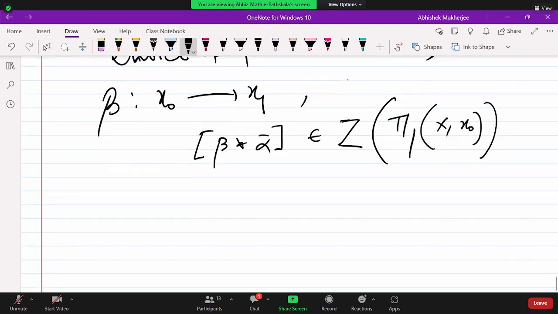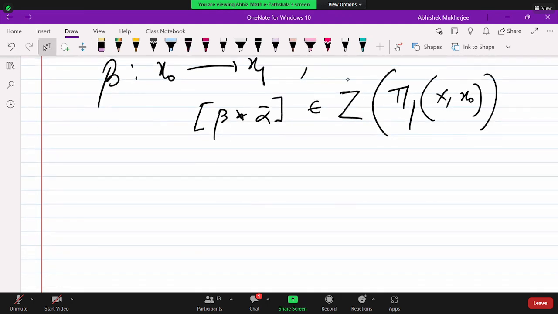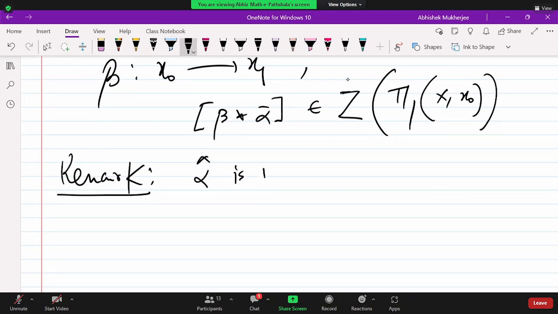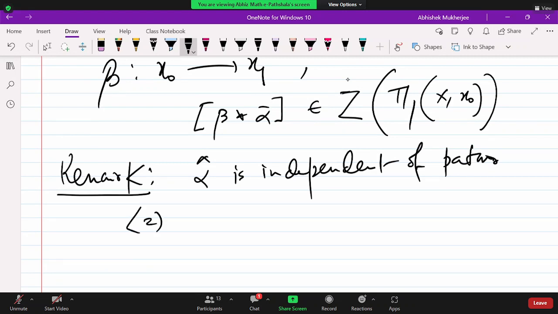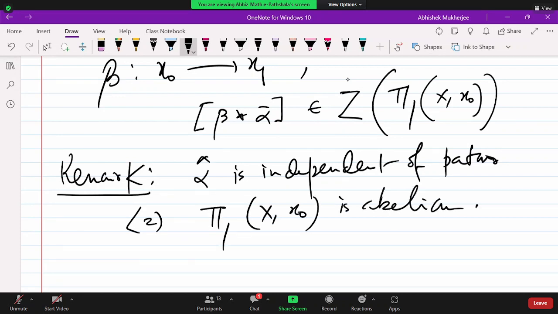And this suggests us to make a remark here. So certainly this is independent of paths if and only if this is abelian, right? Good.